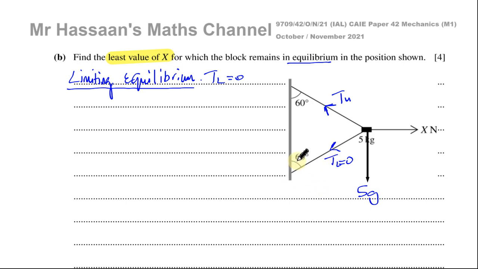Okay, so this string is just about to become slack, so the tension has just become 0 in the string, but it's still in equilibrium. So that's the case we've got to take. If we take that case, then we can find the value of x for which this remains in equilibrium in the position shown. So again, we have to think about resolving these forces.